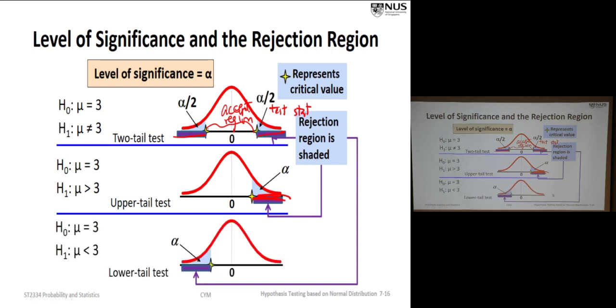Then if you're looking at the alternative mu less than 3, if mu is small, I expect my observed value should be small. So that's why I look for small values, and the critical region is on the lower end. So this is my critical region. Look for small values of the test statistic. If this happens, I reject the null hypothesis. How small is small? I compare with this. This is the critical value.